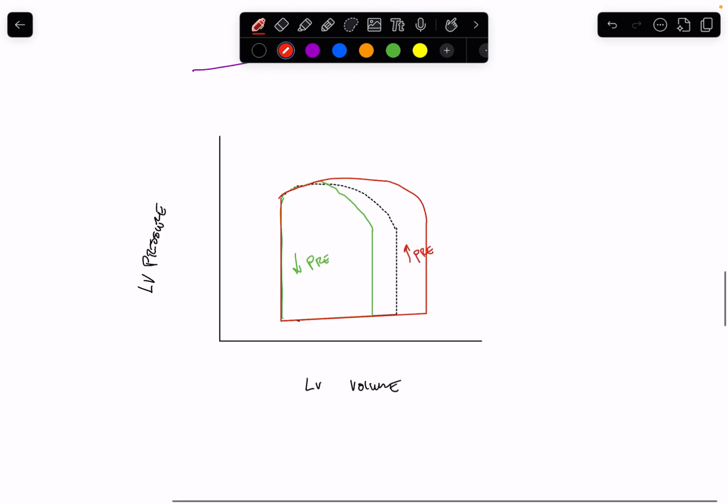Preload can best be thought of as the amount of stretch in the cardiac sarcomeres before they contract. As the heart fills up with blood, it stretches, kind of like a balloon, the amount it's able to fill up during diastole. They're being passively filled up, not purposely relaxing or contracting. That relaxing phase is stretching out the heart muscles.